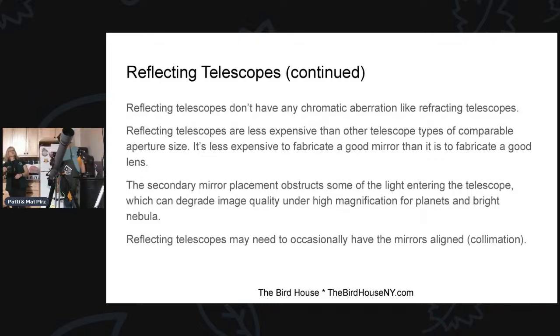Just because the secondary mirror placement back here obstructs some of the light entering the telescope. Oh, actually, the secondary mirror is right here by the eyepiece. Right, so the light's coming in, and it has to go back through.